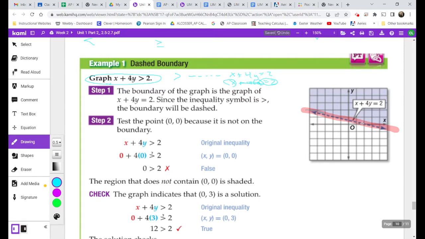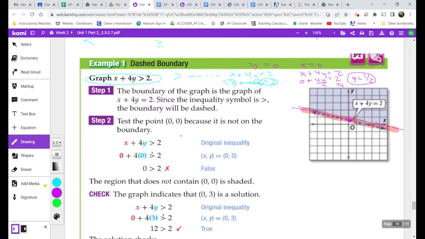So I'm going to go over to 2 and put a dot. Then I'm going to do the same thing for x. I'm going to make that 0. So x plus 4y equals 2, and x is going to equal 0 this time. That means 0 plus 4y equals 2. If I divide both sides by 4, y is going to equal 1 half. So my y-intercept is 1 half. I put it right there, and then I just draw my dotted line.